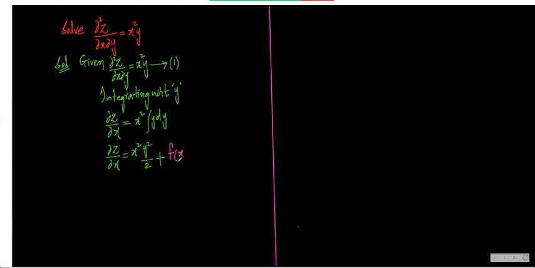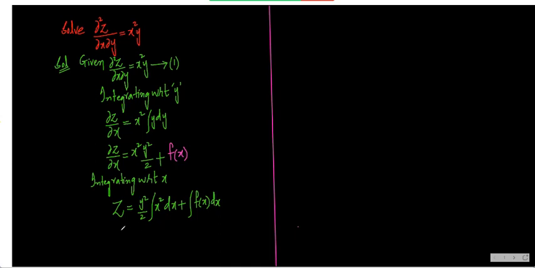Now continuing the same thing, integrating with respect to x. What's the answer? z is equal to, with respect to x, y square by 2. Integration of x square into dx, plus integration of f of x into dx.